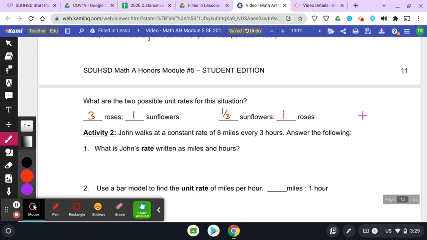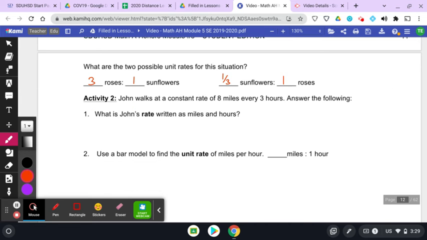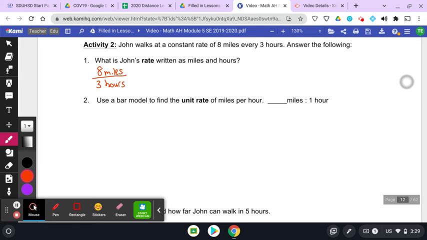John walks at a constant rate of 8 miles every 3 hours. What is his rate as miles and hours? So we want miles on top. So they gave you the rate. He said 8 miles for every 3 hours. That is a reduced rate. It is not a unit rate. It's just a reduced rate. Okay, we want to know how much per 1. And they wanted us to draw it out. That's fine. We can do that.